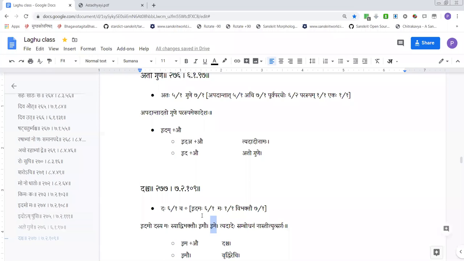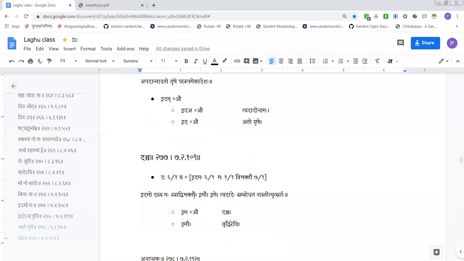Ime also, same thing here, vibhakti pare. Jas is just a vibhakti. So the general rule now: whenever a vibhakti follows idam, then you will get ima. So ima plus au in prathama dvivachana. Ima plus jas, so you have to get ima plus a. But what will happen here? Ima plus jas.